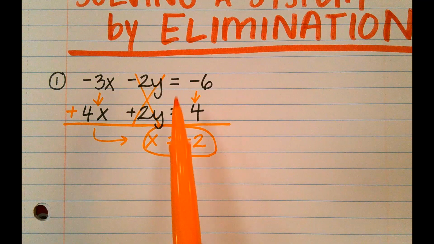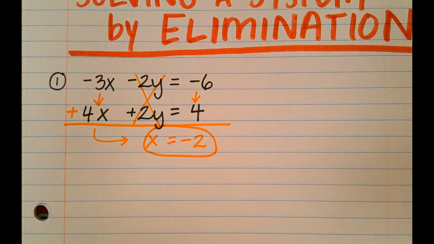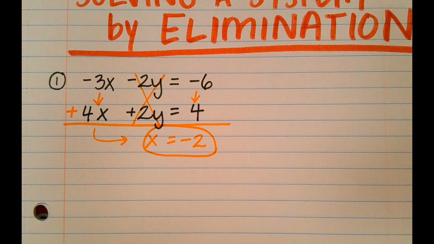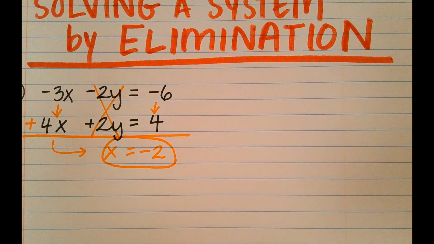But the problem is I also need to find y. So if I already have x, I can use that to find y. Here's how we're going to do it. Let's pick either one of these equations. It does not matter which. I'm going to do the bottom one because I like using positive numbers.